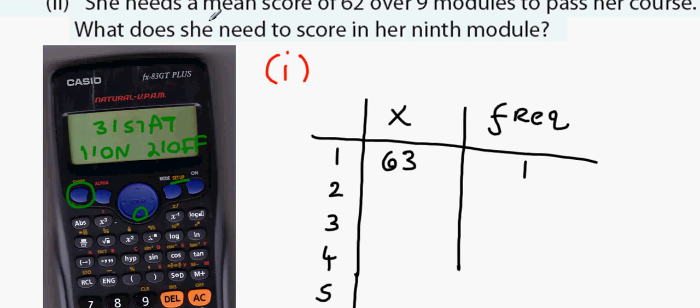Once you've amended that, we'll go back to how we started off the question. How we started was mode, stat 2, one variable, and then we can input all our values.